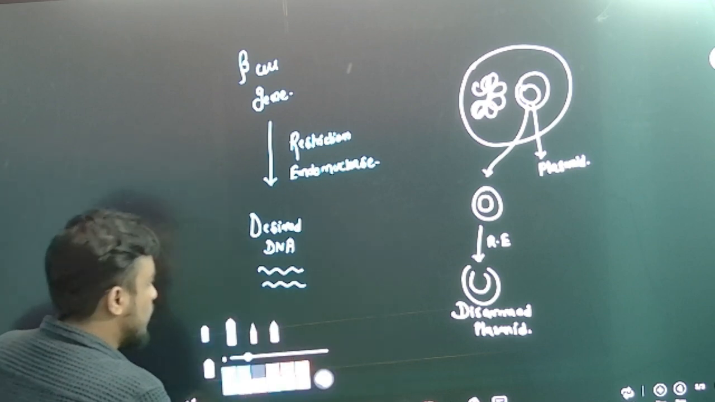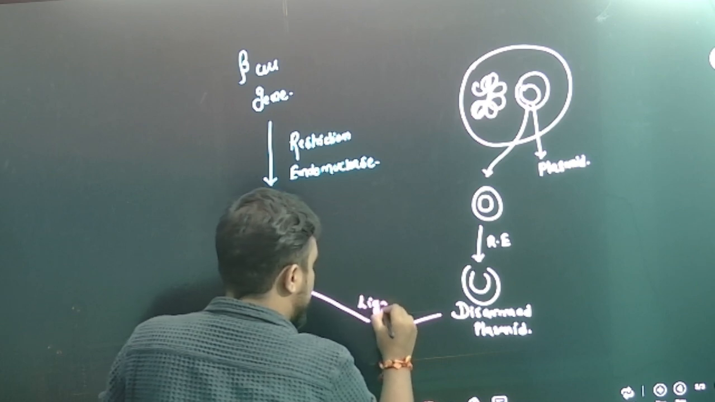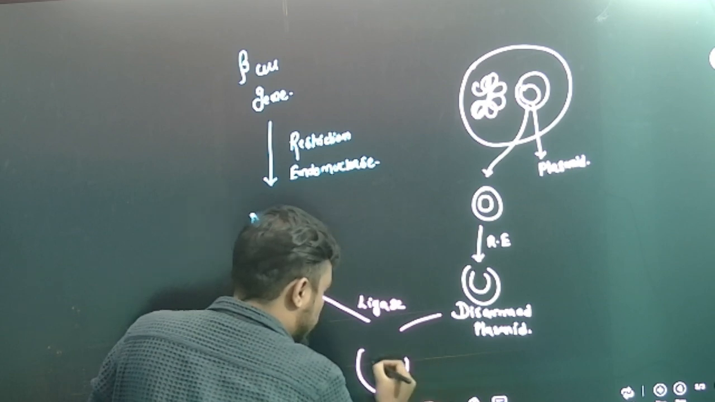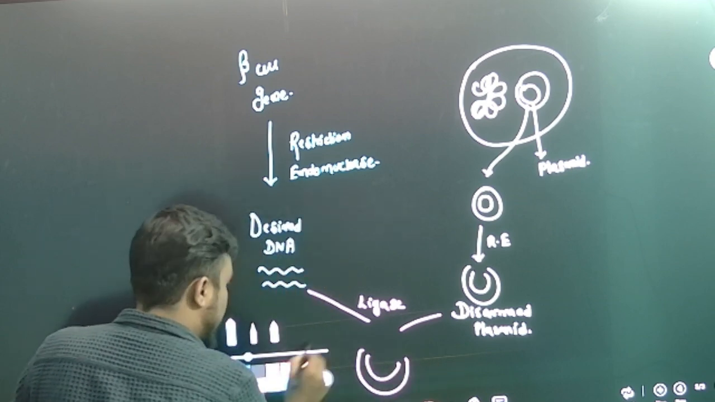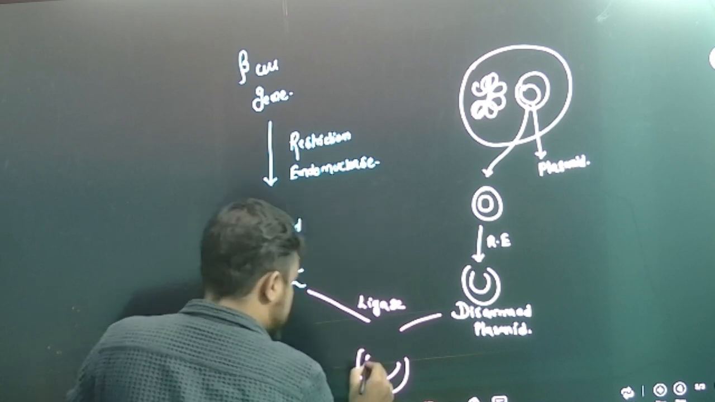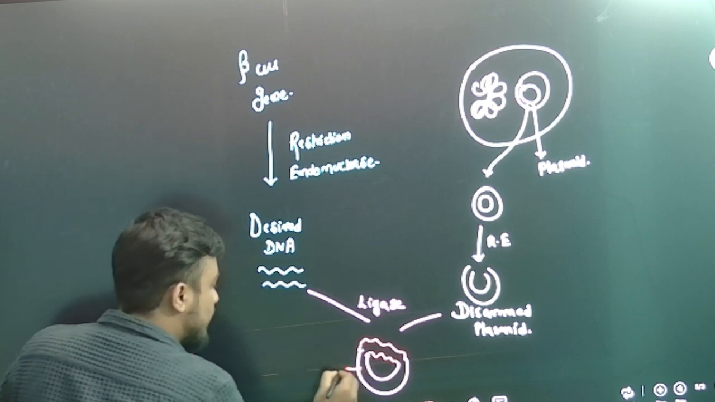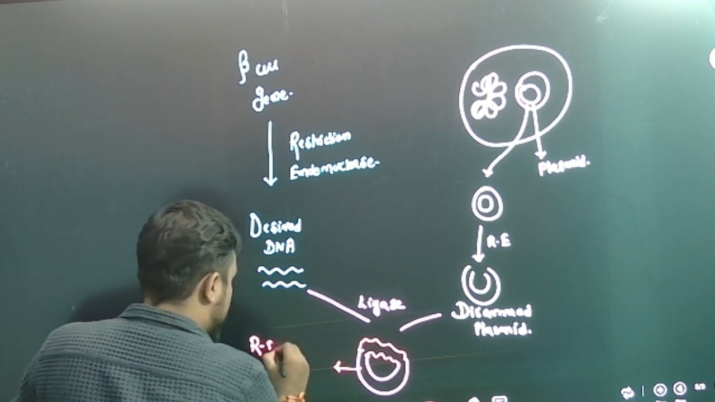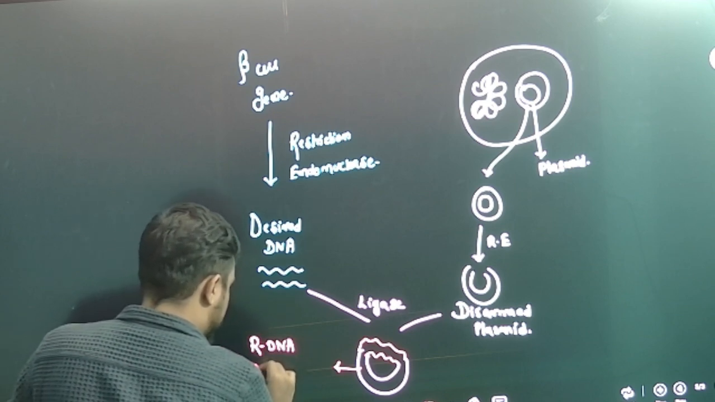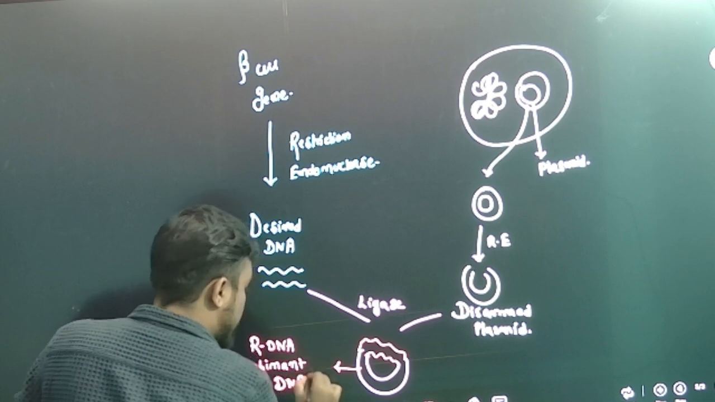Now what have the scientists done? With the help of the enzyme ligase, scientists have attached the desired DNA to this disarmed plasmid. Yes or no? And what did they call it? They called it rDNA, that is recombinant DNA. What is it called? Recombinant DNA.